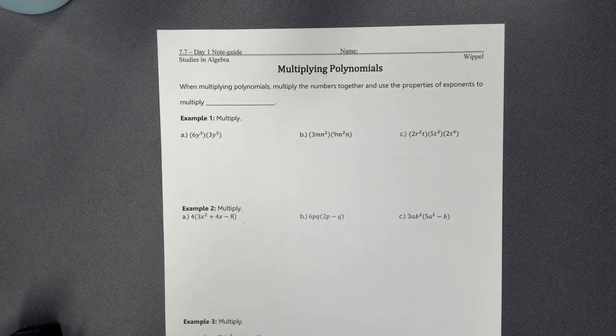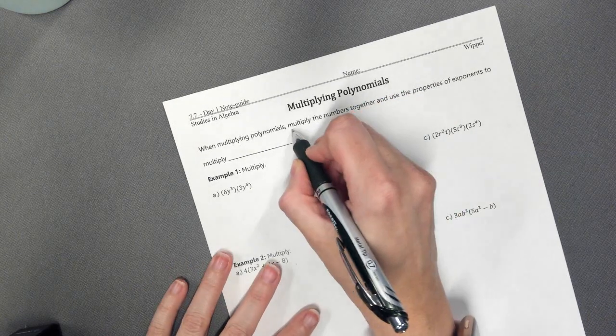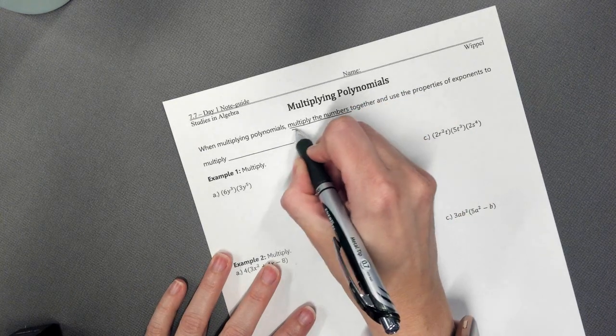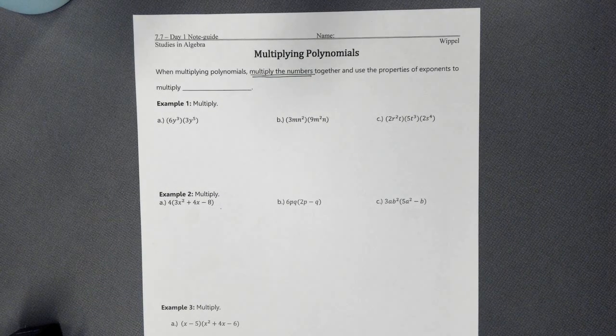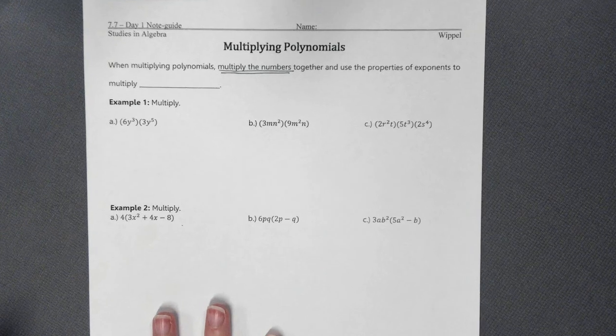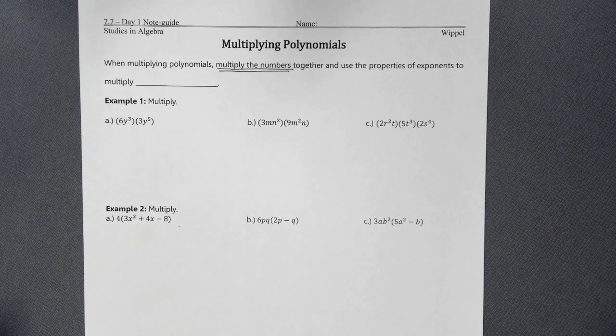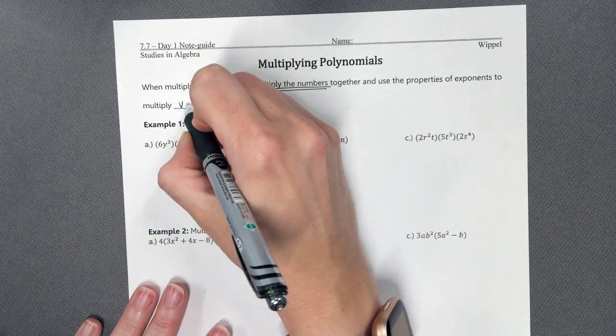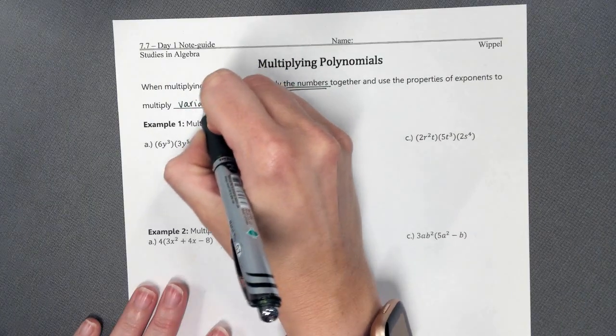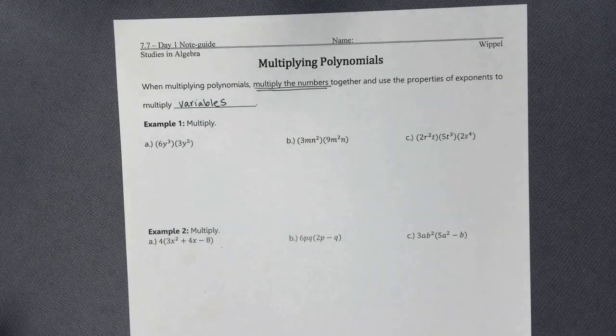Okay, so when you're multiplying polynomials, which is what we're going to do today, we're going to multiply the numbers together. Anytime there's a number times a number, we're going to multiply those like usual. And then we're going to use the properties of exponents to multiply the variables. So let's remind ourselves on how to do that. Remember, variables are just letters.